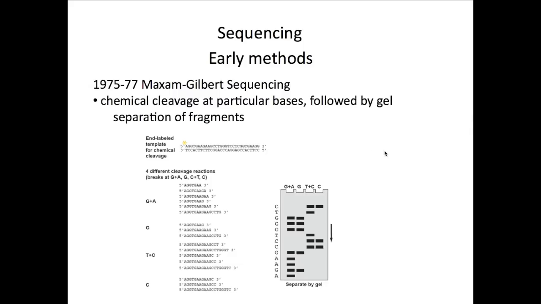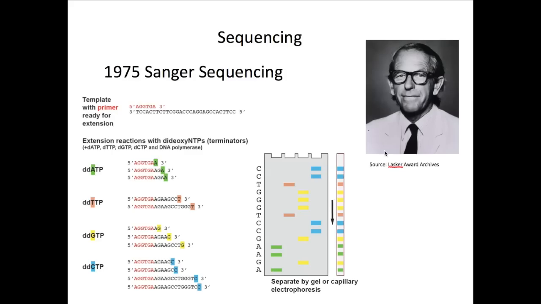However, it was eventually overtaken by another method that was developed by Fred Sanger, shown here. Sanger was instrumental in developing many of the sequencing methods. I haven't talked about protein sequencing, but that was also something he was a leader in and had won a Nobel Prize for, prior to his work on DNA.